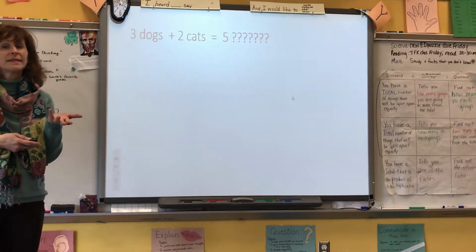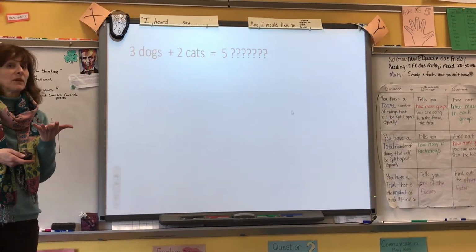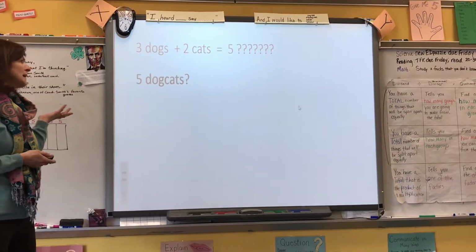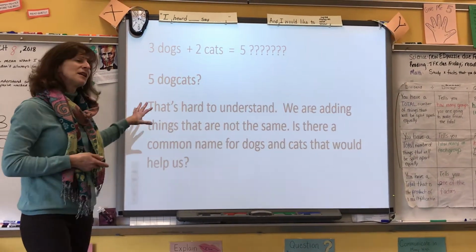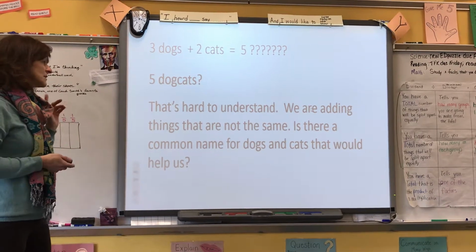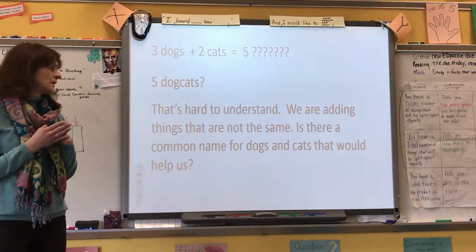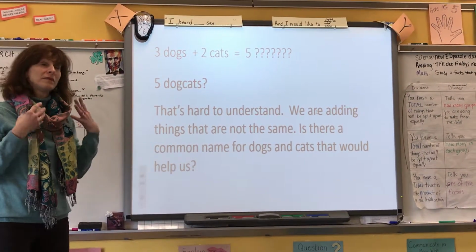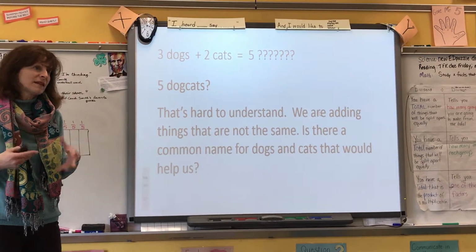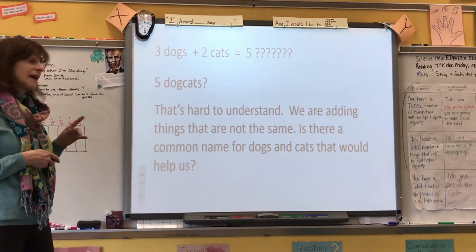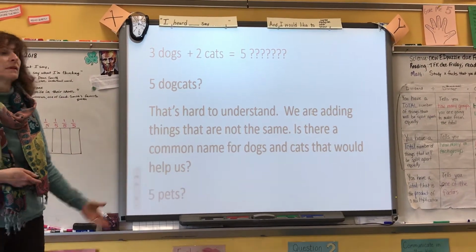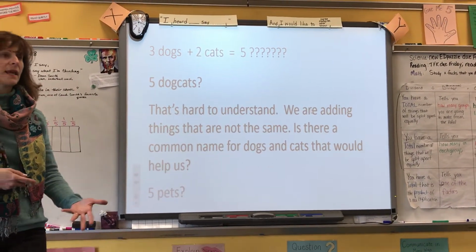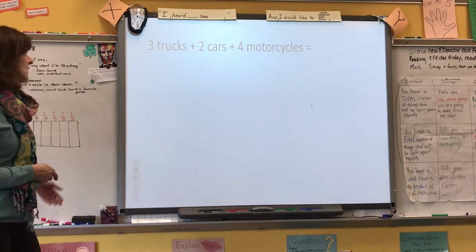But then we said, well, what happens when you're adding 3 dogs and 2 cats? You get 5 of something, but we're not sure what to call that something. Is that 5 dog cats? It was kind of silly, and we laughed about it. Then we talked about why that is hard to understand: we are adding things that are not the same, and there's no name that we can call the 5 things unless we think of a common name for dogs and cats. The students did come up with pets, and some of them said animals. So there's a common name now, and now we can add them together.